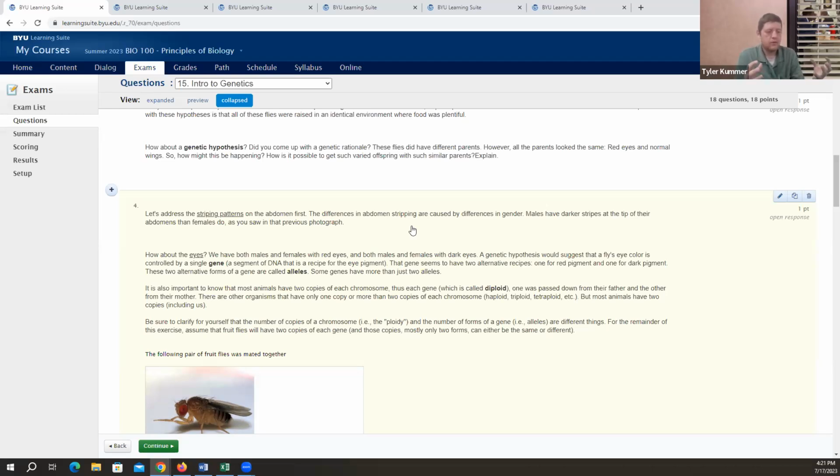So that's the idea of the relationship between gene and allele, right? The gene is a recipe for a cookie, and then I have these different forms of that cookie that I can produce, which would be the alleles.